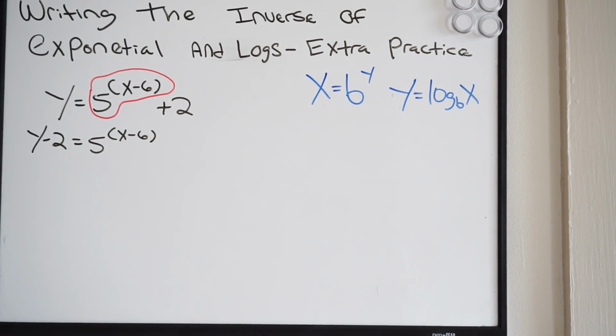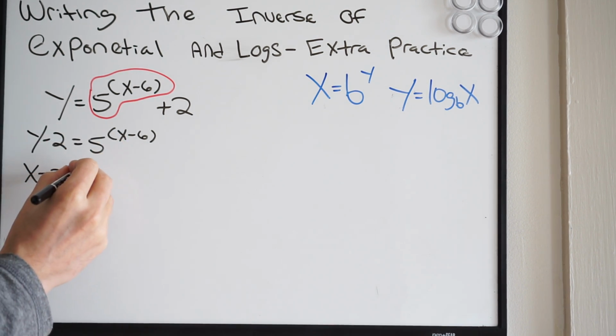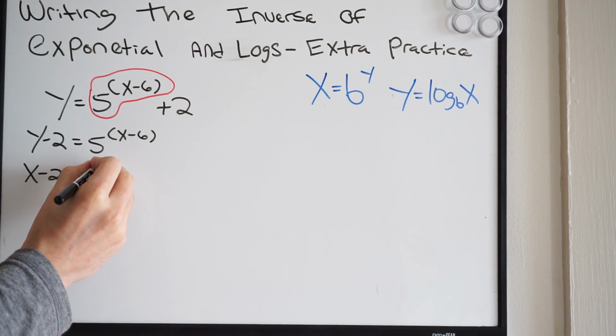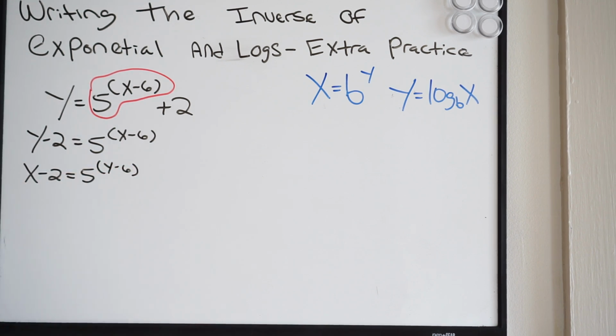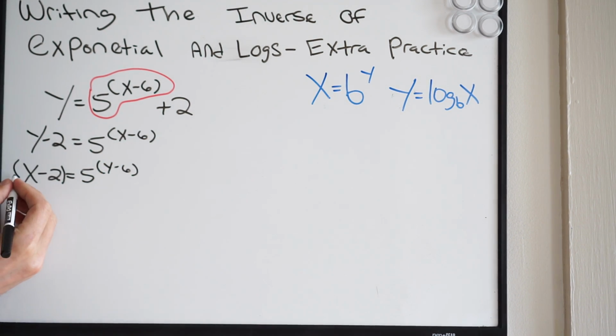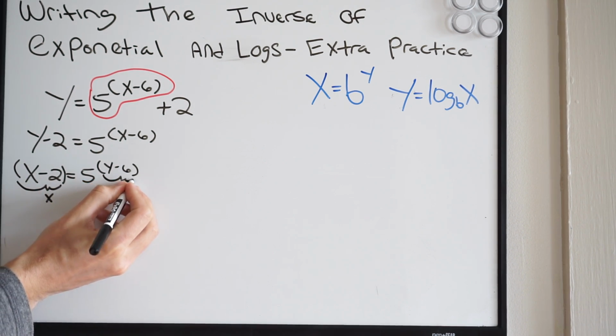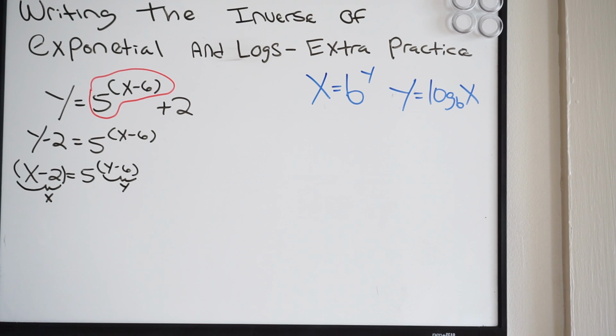Now that we have it isolated, we can go ahead and replace our x and y. So I'm going to replace this with x, and I'm going to replace this with y. We can put parentheses around this, all together. Looking at our exponential form of a log, we know that this whole part here is my x, and this whole part here is my y. So let's put it into its log form now.